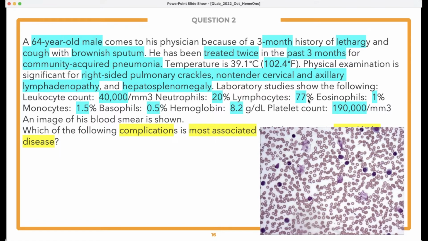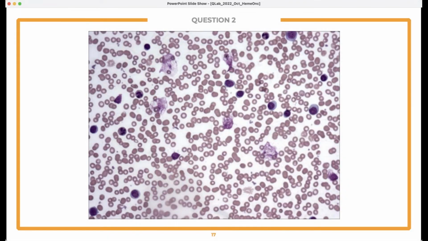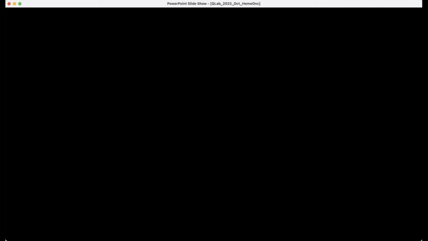So let's go ahead and let's take a look at the next slide. We'll kind of blow up that smear for you so you guys can take a good look at what's going on, okay? And after this question, we'll kind of talk a little bit about some of the pearls for looking at smears and how you can quickly identify things. All right, and we'll move on to the next slide, and don't worry, that smear will still be there in the bottom right of that slide. And we'll take a look at those answer choices now.